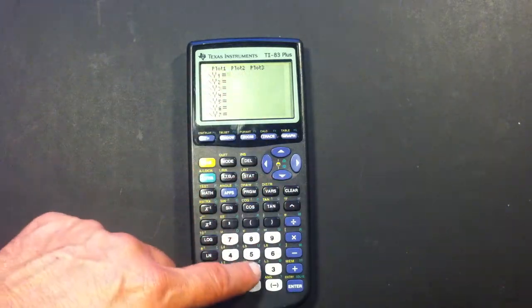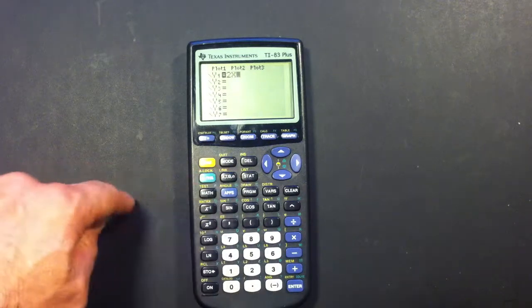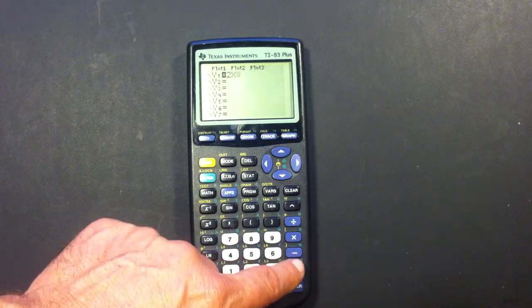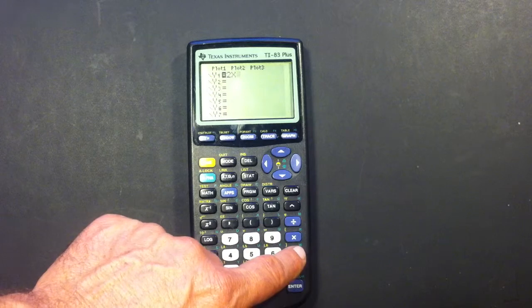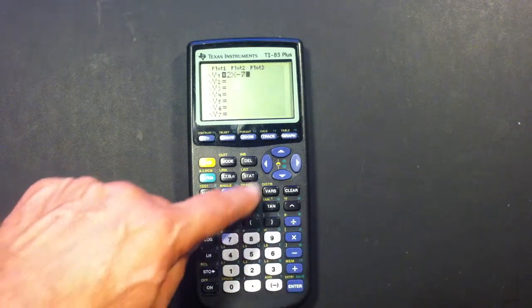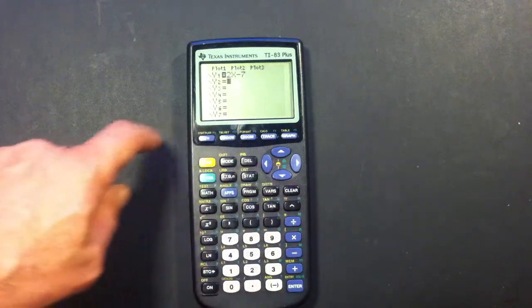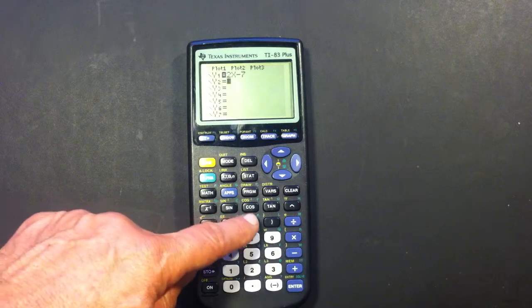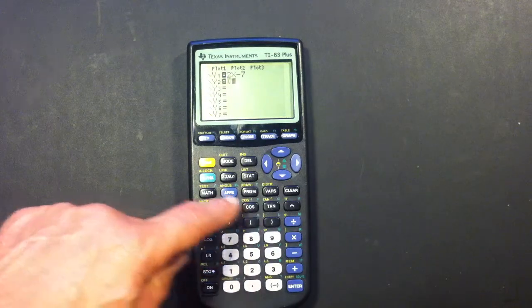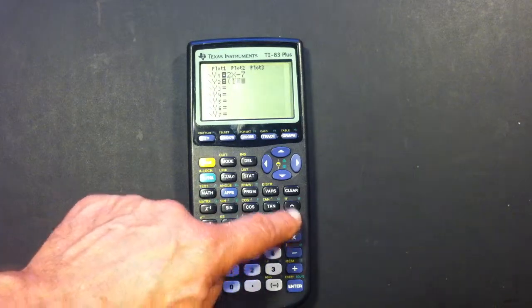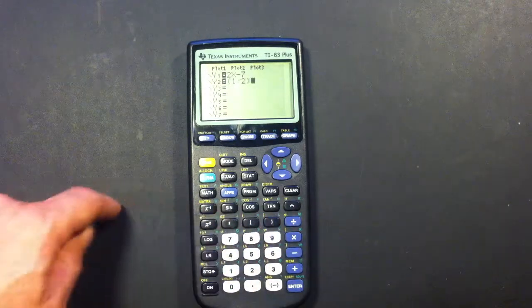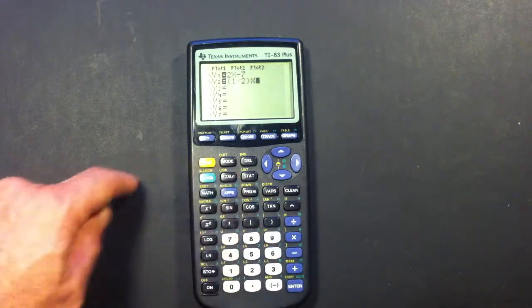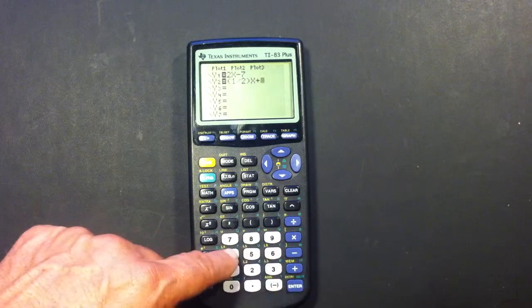Let's just do that again. So that's 2, there's your x button right there. Then it's the subtraction sign, which is right here, minus 7. And then let's go down to the next one. And the next one, let's do 1/2. I'm going to go parentheses 1 divided by 2 parentheses times x plus 4.